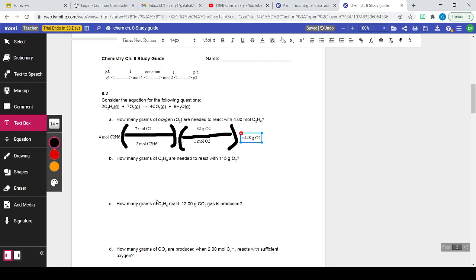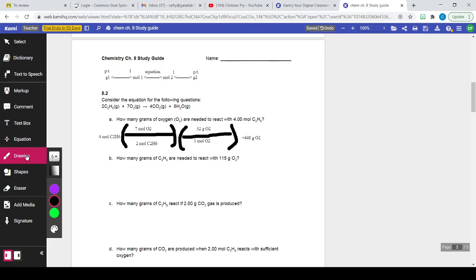All right. Now B is going to be a 3-step problem. I know that because they're starting me off in grams of my original right here, and they want grams of my new stuff, which is way down here, so it's a 3-step problem. All right, so I'm going to go ahead and do 3 parentheses.